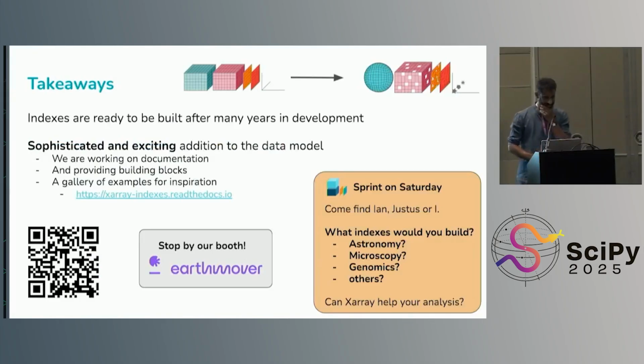So the last slide. Key takeaway is indexes are ready to be built after many years in development. They're pretty sophisticated, but they're also really exciting. And we are here to help. We're working on documentation, and we're explicitly working on providing these little building blocks that you can adapt really easily. And we've built a gallery of examples for inspiration that you can click through and see what else is possible. I've only shown you 5 out of 10 or something.